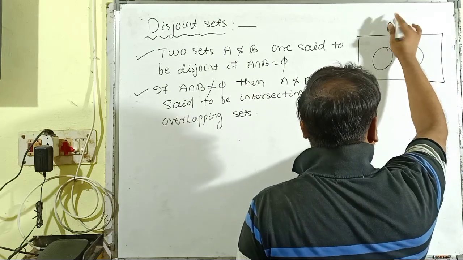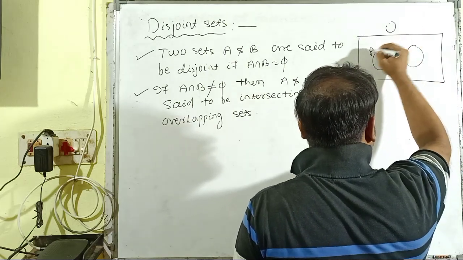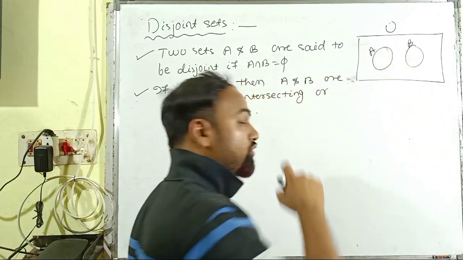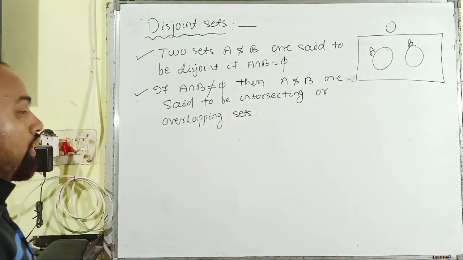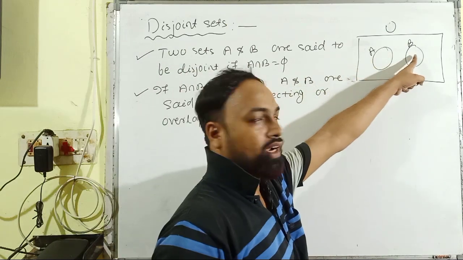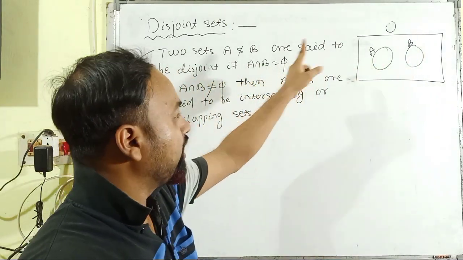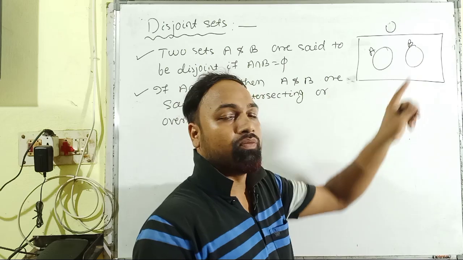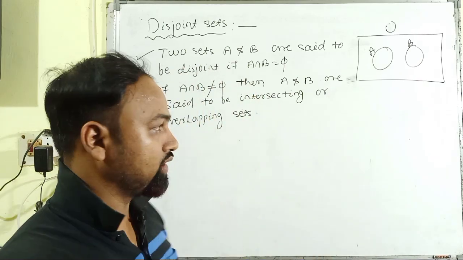Again, take the Venn diagram. Here is the universal set U, and these sets A and B are subsets of the universal set. If they have no common element, that means A intersection B is equal to phi. In that case, we can say that A and B are two disjoint sets.